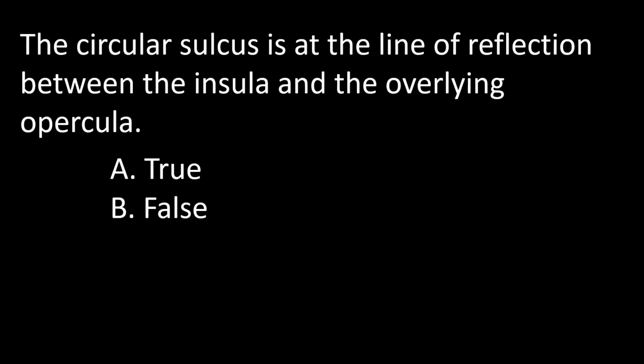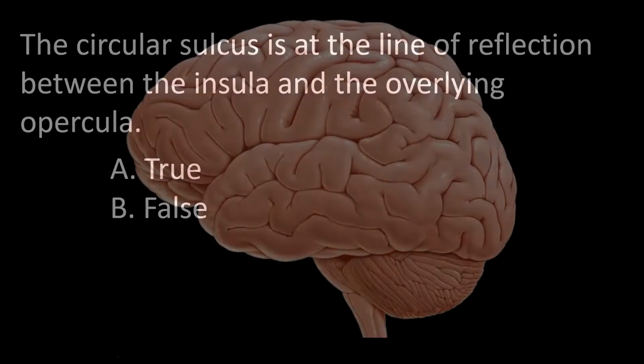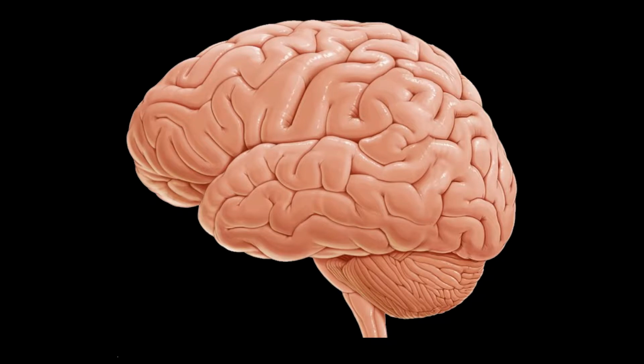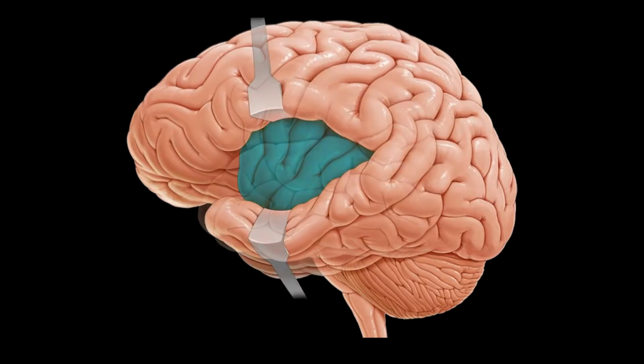Next question. The circular sulcus is at the line of reflection between the insula and the overlying opercula. A true, B false. This is the lateral view of the brain. If we separate the temporal and the frontoparietal edges of the lateral sulcus, we find the insula.